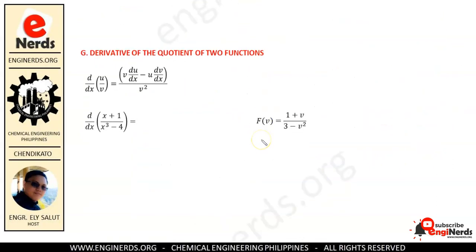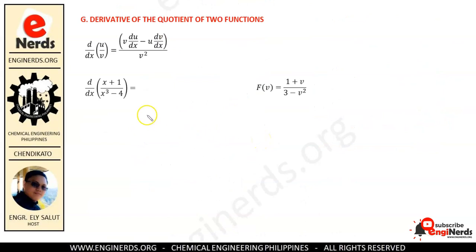Now, we have the last property here. We have the derivative of the quotient of two functions. So, previously, we have the multiplication of two functions. Now, we have the division of two functions. So, in here, what will happen? First, kokopyahin natin itong ating v and take the derivative of our u minus, kokopyahin natin yung u and take the derivative of v. And everything will be over the squared of our v.